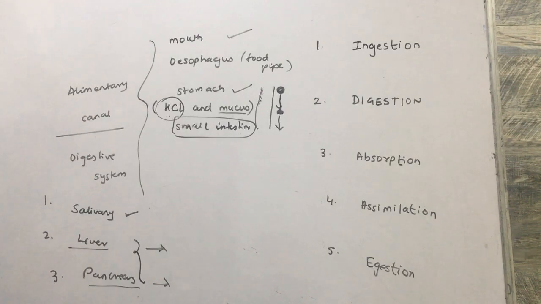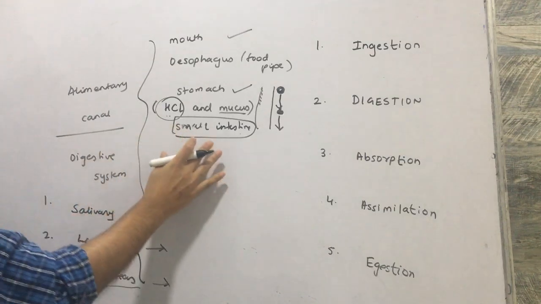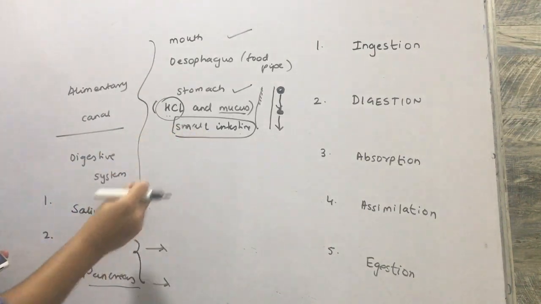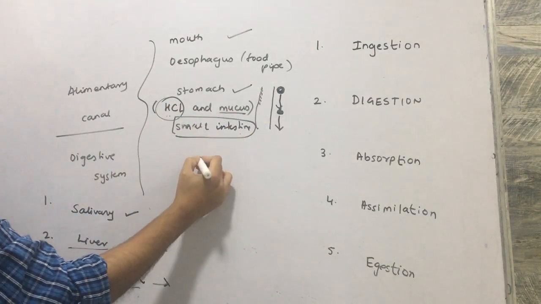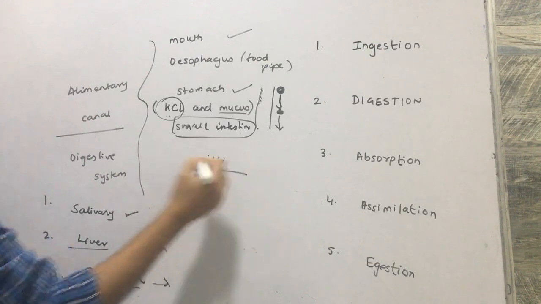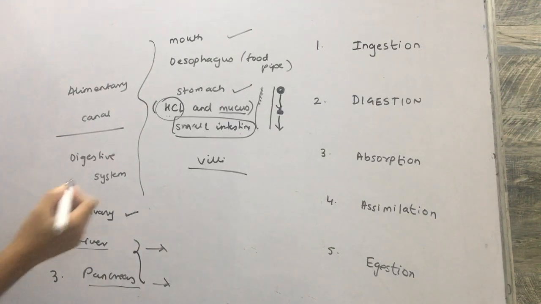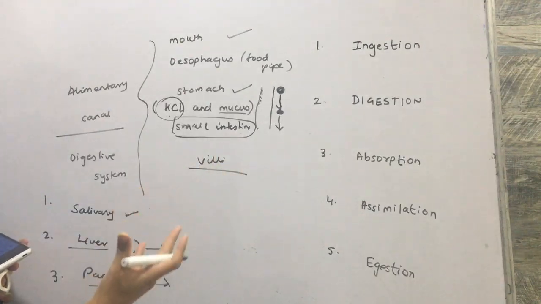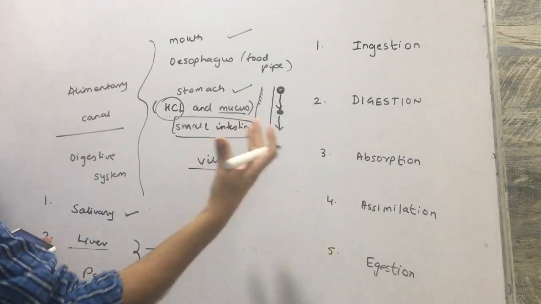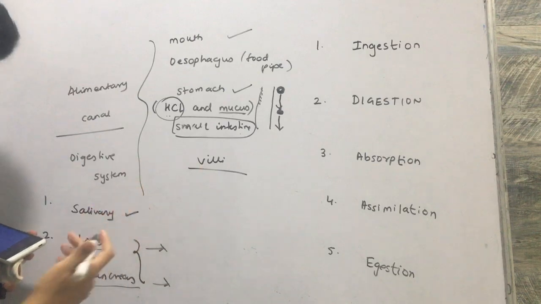For this purpose, the lining of the small intestine has finger-like projections. On the walls of the small intestine, these finger-like projections are called villi. Villi help in the absorption of the nutrients. The villi increase the surface area for absorption. If there are more villi, we can absorb more nutrients.